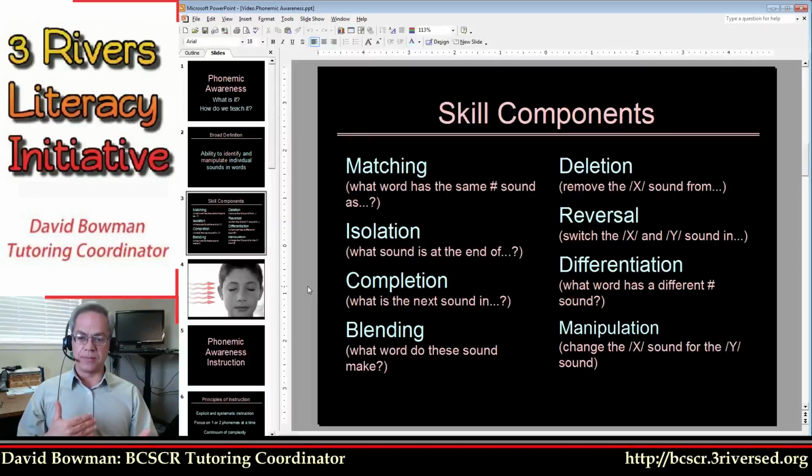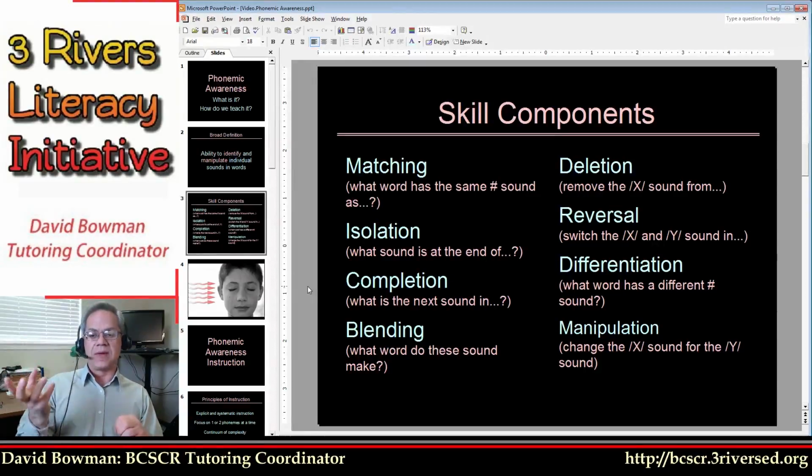So that's deletion. Now with phoneme isolation, what we are talking about is being able to pick out individual sounds within words. For example, if I say, what sound do you hear at the beginning of the word access? The student with that skill would be able to say ah, which is the first sound.